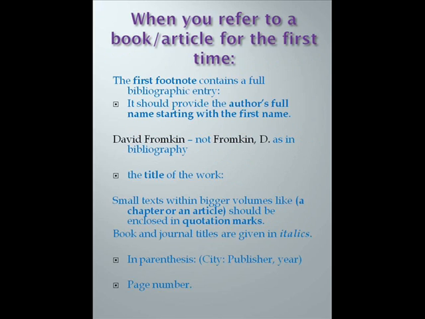The first footnote should contain full bibliographic information about the source. It should provide the author's full name starting with the first name. For example, David Fromkin, not Fromkin D as in bibliography. The title of the work, small text within bigger volumes like a chapter or an article, should be enclosed in quotation marks. Books and journal titles are given in italics. In parentheses, we write city, publisher, year, and also we give the page number.